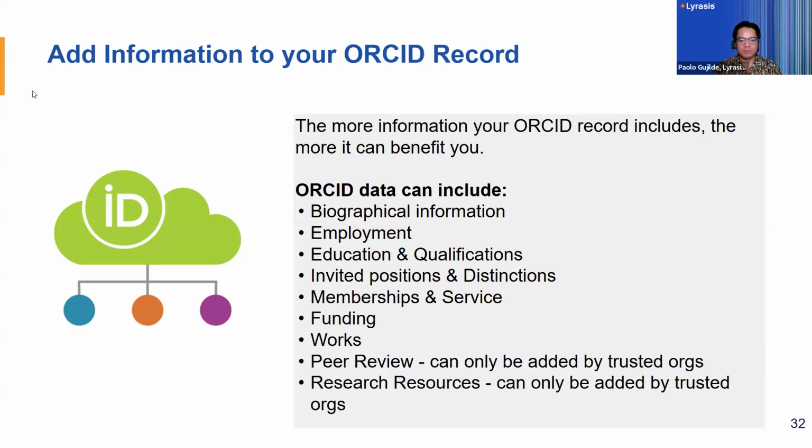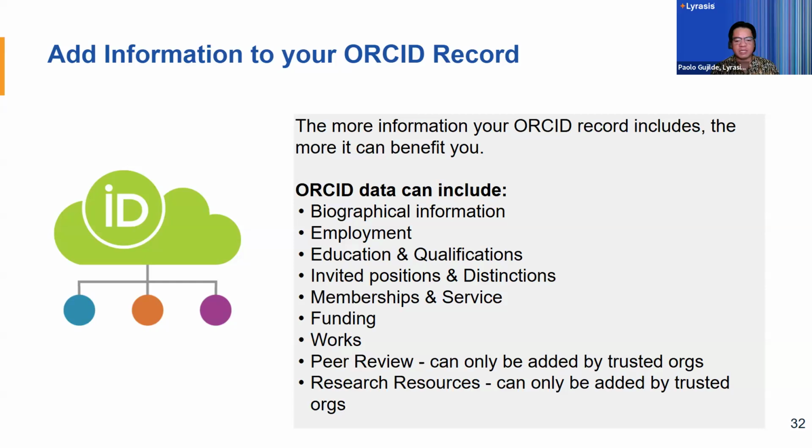All right. So the way that we could add information, so there are different sections that are available in your ORCID record. So we have that biographical information, employment, education and qualifications. These are the ones that Kayla walked through a little bit earlier. And there was a question that came in as well about peer review. So the peer review section only really appears if an organization pushes that information into somebody's ORCID record.